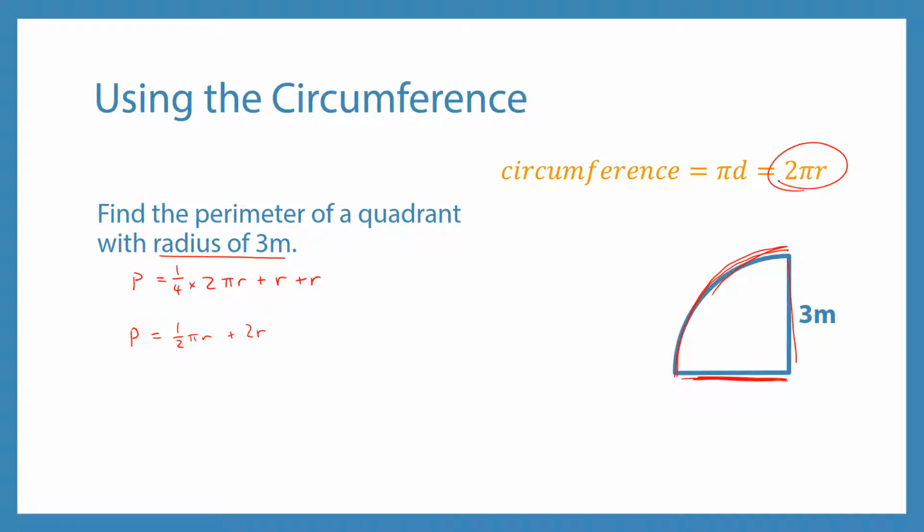Now we can just substitute in the value of radius, which is 3. So we have a half pi times 3 plus 2 times 3. So perimeter is going to be 3 over 2 pi plus 6. And we could simplify that to 3 pi over 2 plus 6. And then this is all in meters. So we'd write it like that. And that's our final perimeter.